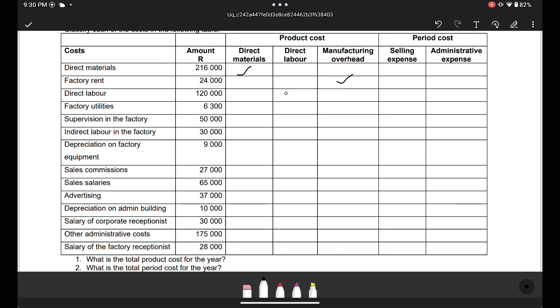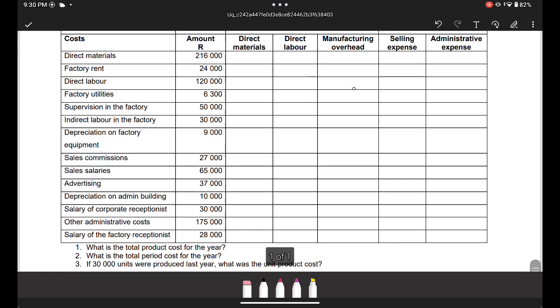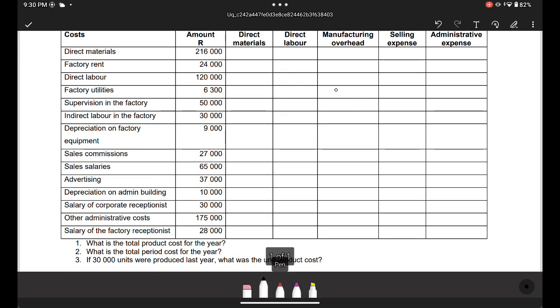Direct labor will always be direct labor. Factory utilities is a trick question. Factory utilities is like the factory water and electricity. Because it's the factory, it's the product cost, which is the manufacturing, so it'll be the manufacturing overhead.